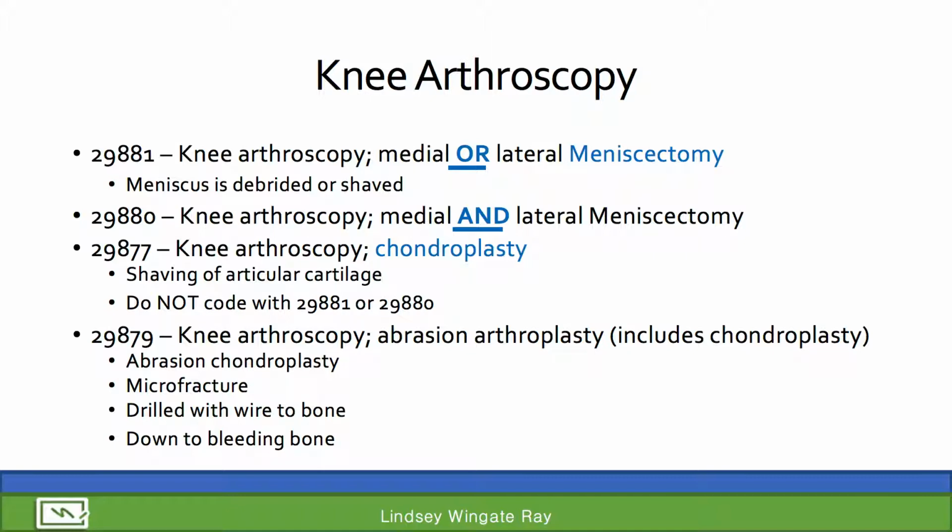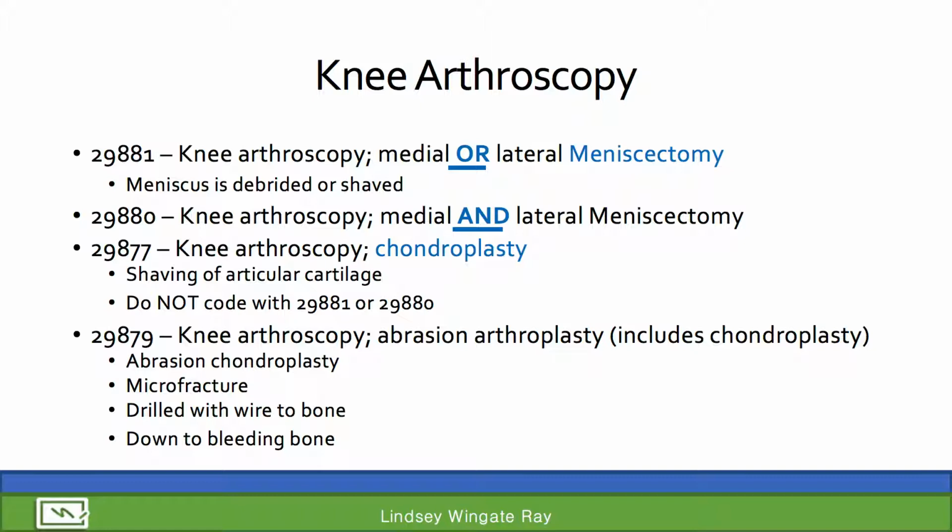Now let's talk about knee arthroscopy procedures. Let's look at meniscectomy procedures. Look at codes 29880 and 29881 now. I need you to point out in these codes in your book where it says "or" and "and." 29881 is a knee arthroscopy medial or lateral meniscectomy. That means only one of the menisci were resected. 29880 is when both the medial and lateral meniscus is resected.